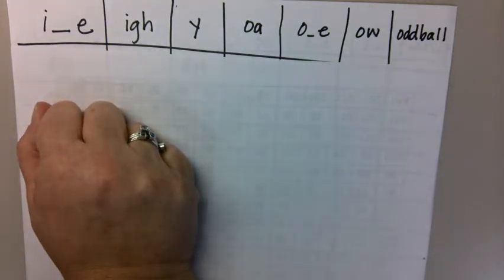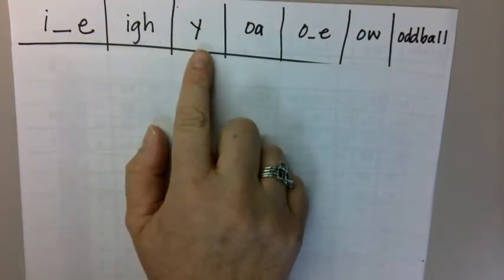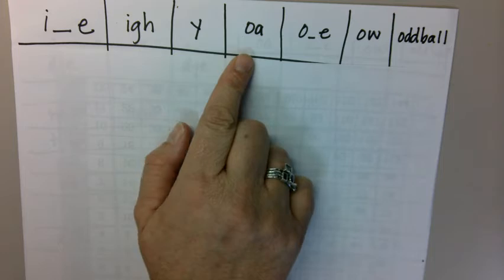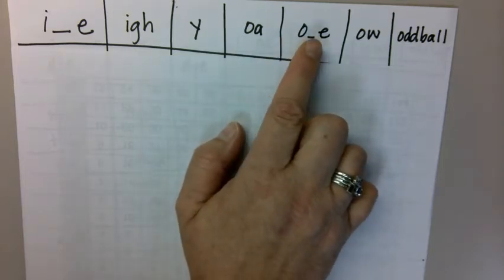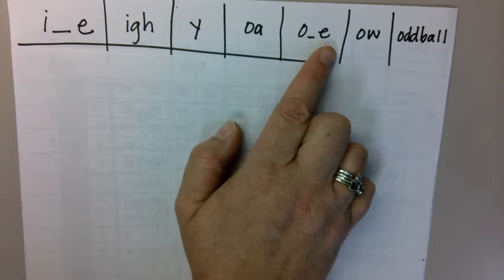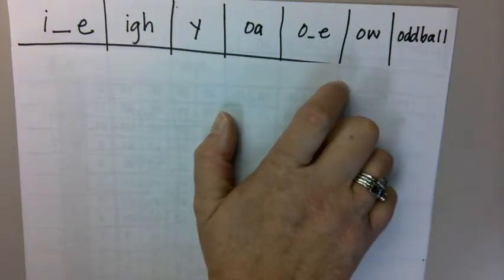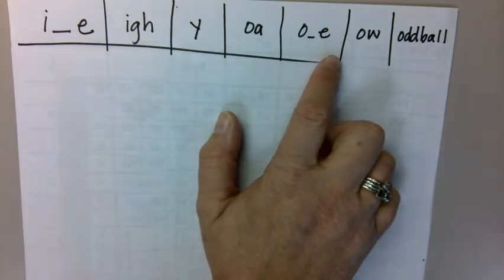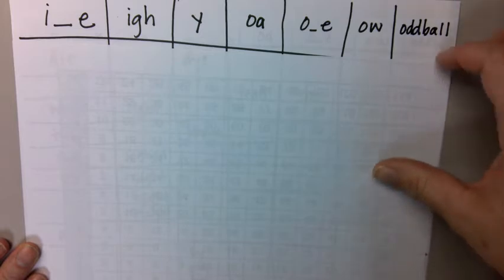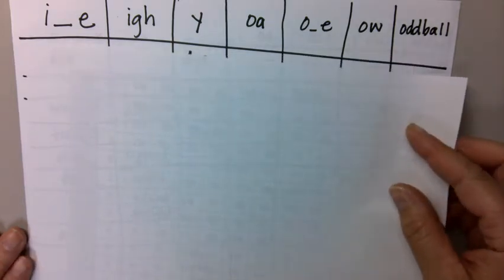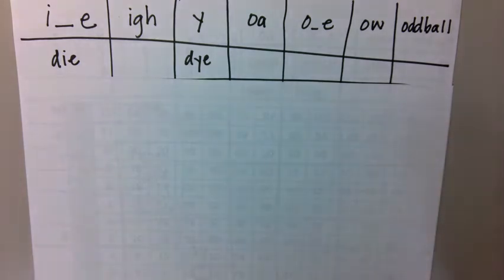The second header that we have is I-G-H, a Y, O-A, O underscore E, and again it's an O, typically a consonant, and then the E, O-W, and then we do have some oddballs this time. How I'm going to show these to you is with the homophones.